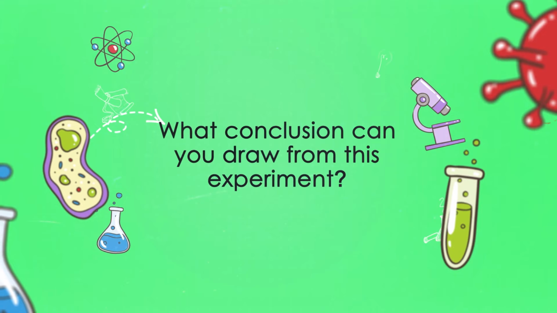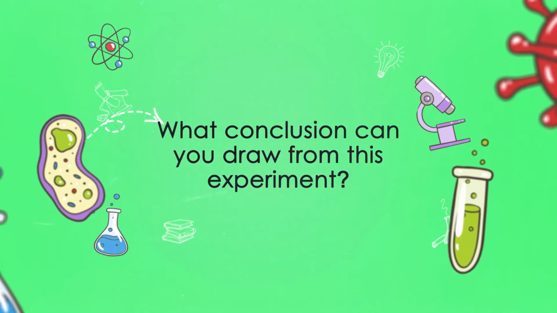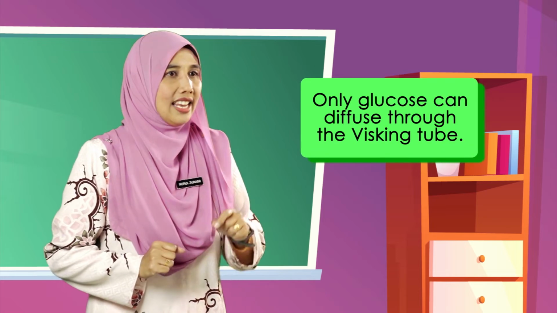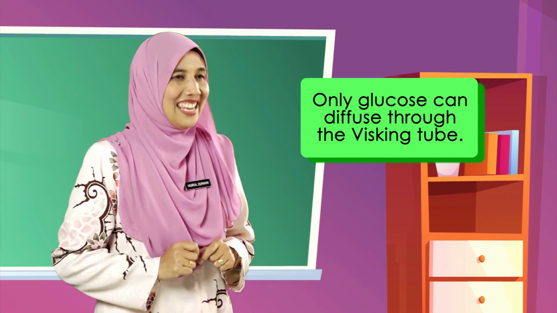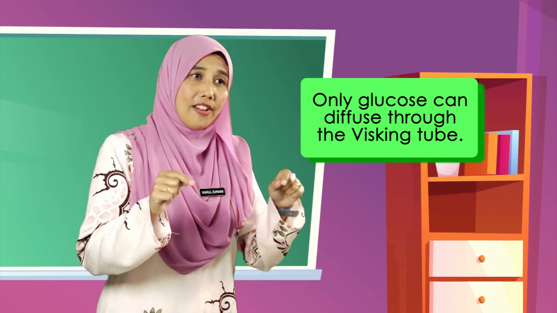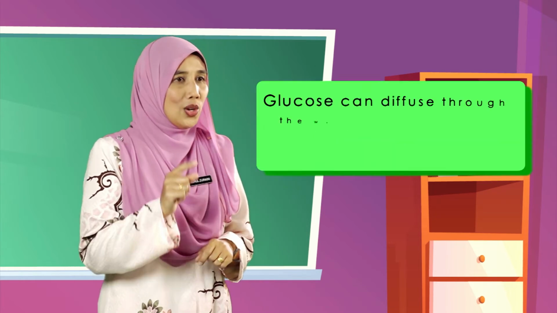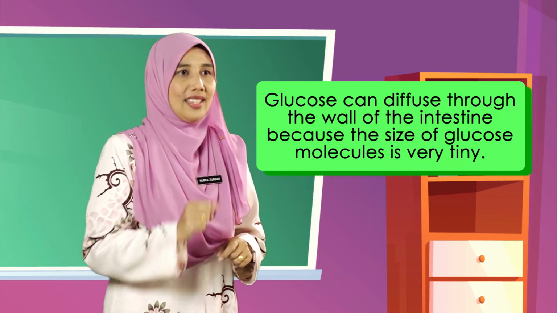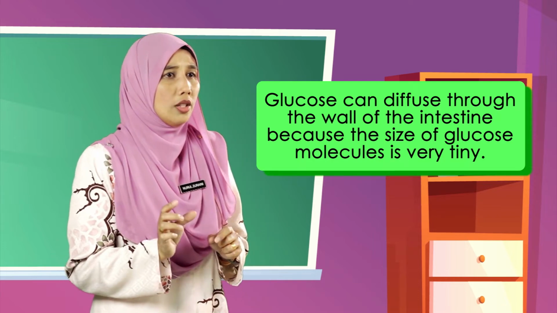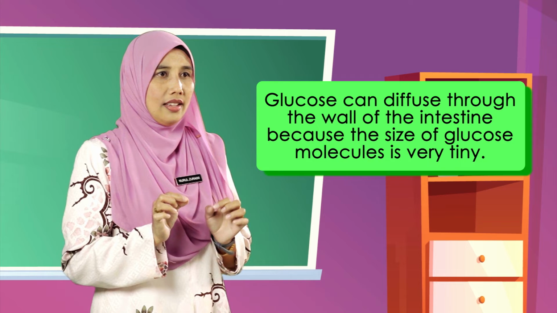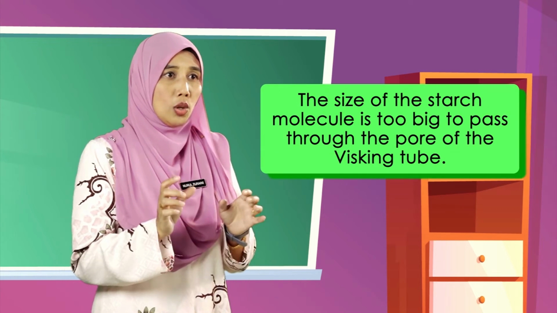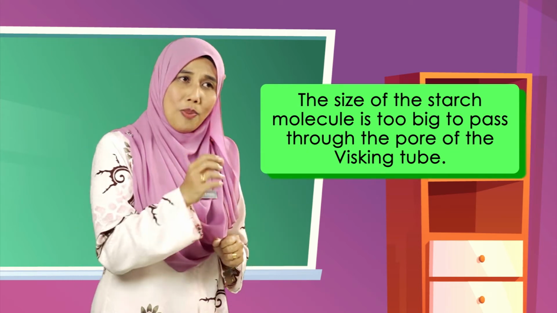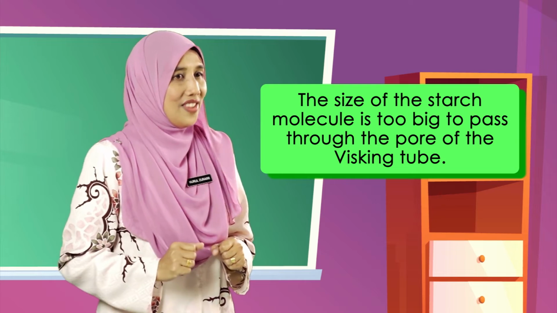So, boys and girls, what conclusion can you draw from this experiment? Excellent! Only glucose can diffuse through the whisking tube. This verifies the fact that glucose can diffuse through the wall of the intestine because the size of glucose molecules is very tiny. The size of the starch molecule is too big to pass through the pore of the whisking tube.